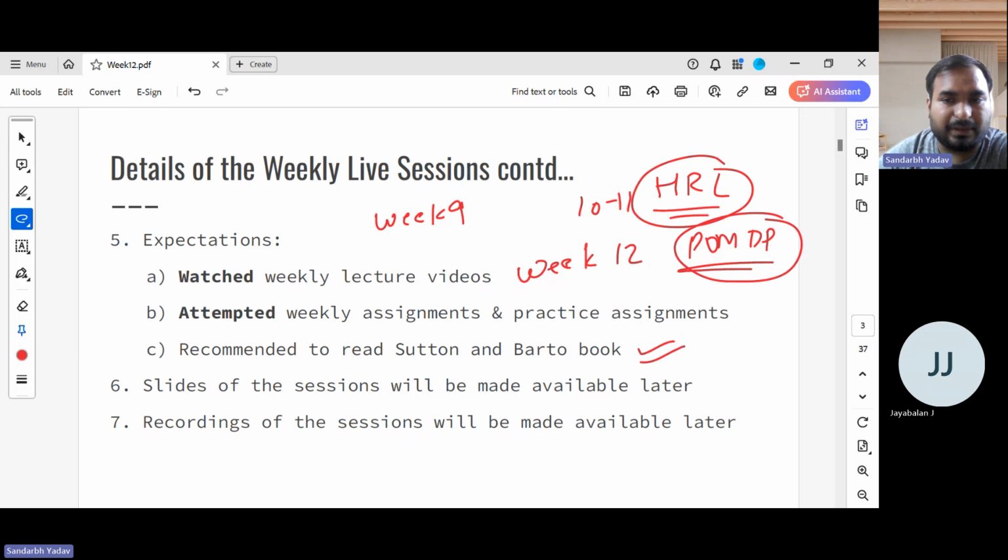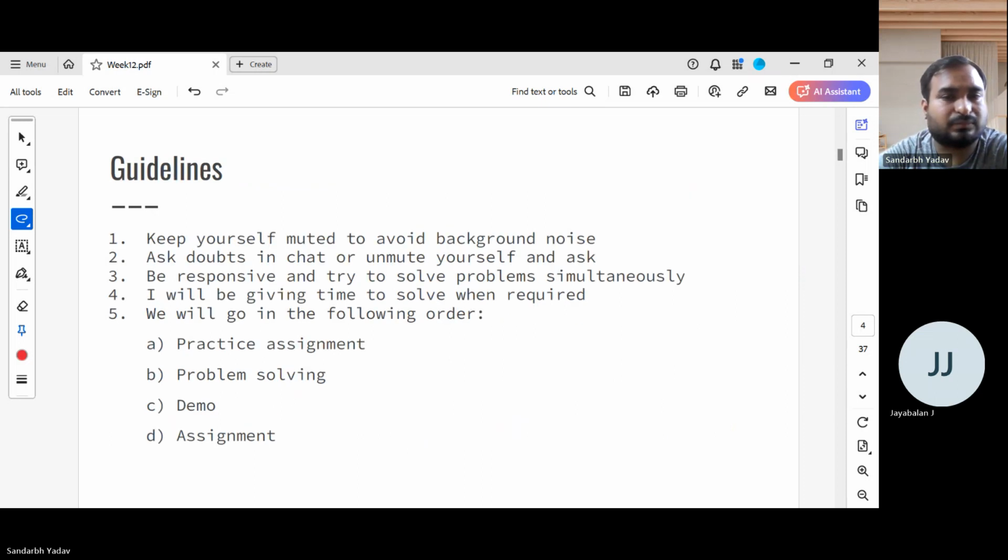So there will be papers, and I'll link some popular websites for POMDP in today's reading section. And as usual, slides and recordings will be made available in the same Google spreadsheet. The guidelines are as usual. The order will be practice assignment, then problem solving, which will contain problems that are not part of the practice assignment and assignment. Then the demo. Today we will have demos on POMDP.